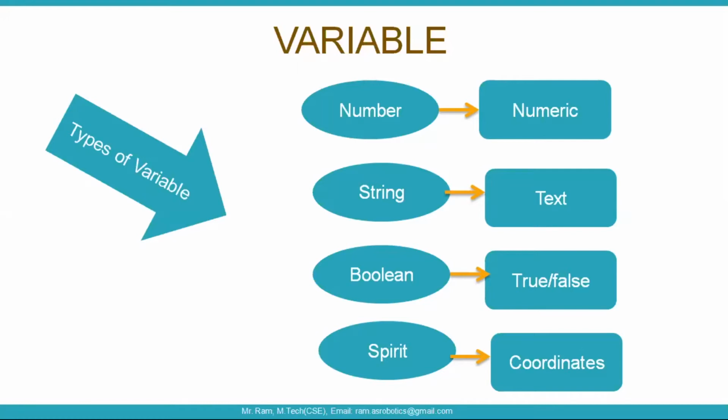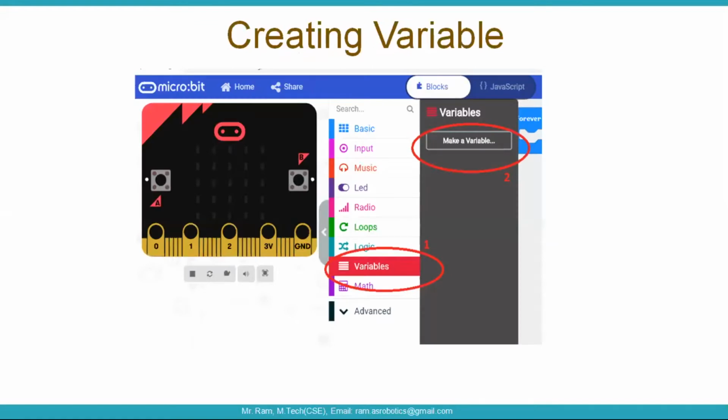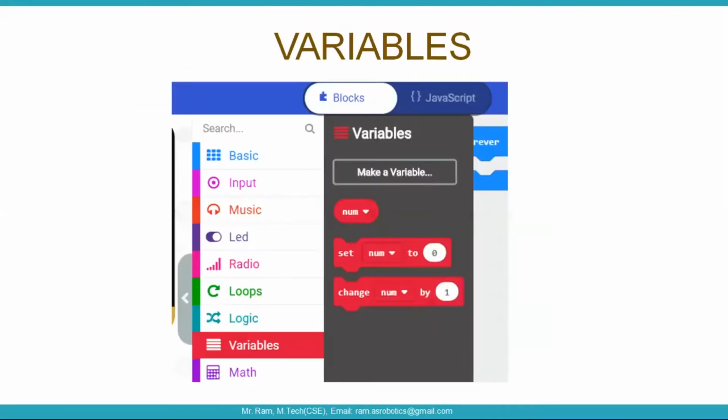Now in our programming we are using these four. And how to create a variable? You need to go to home, where all the categorized blocks are. You can go to variables, then there is a make a variable button. If you click on that button, it will create three blocks. The first block is the variable name, the second block is set, and the third block is change.